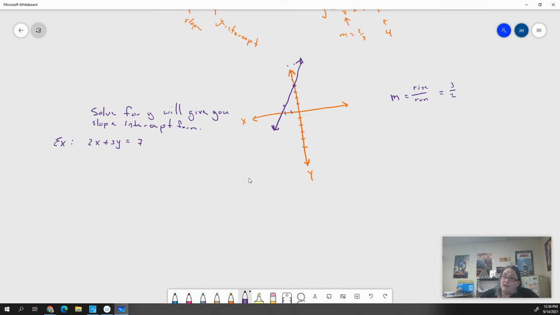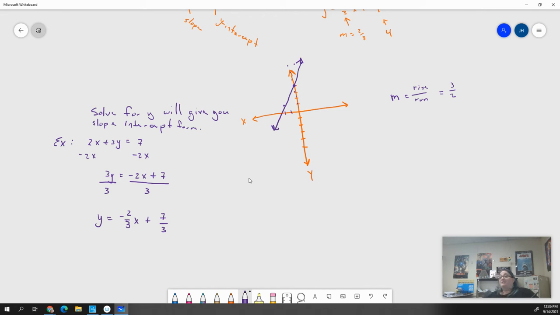So to solve for y, I've got to start undoing everything that's being done to it. I'm going to subtract 2x, and I get 3y equals negative 2x plus 7. I'm going to divide both sides by 3. Now I'm going to get some crazy fraction answers. Why? Because I just made up the problem off the top of my head. I'm going to divide by 3 because I don't care what 3y equals. I care what y equals. And I will get y equals minus 2/3 x plus 7/3. Now I'm in slope-intercept form.